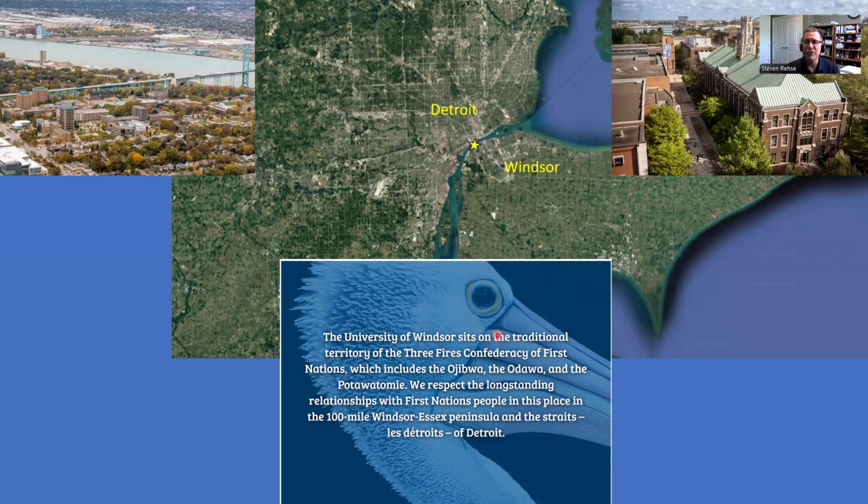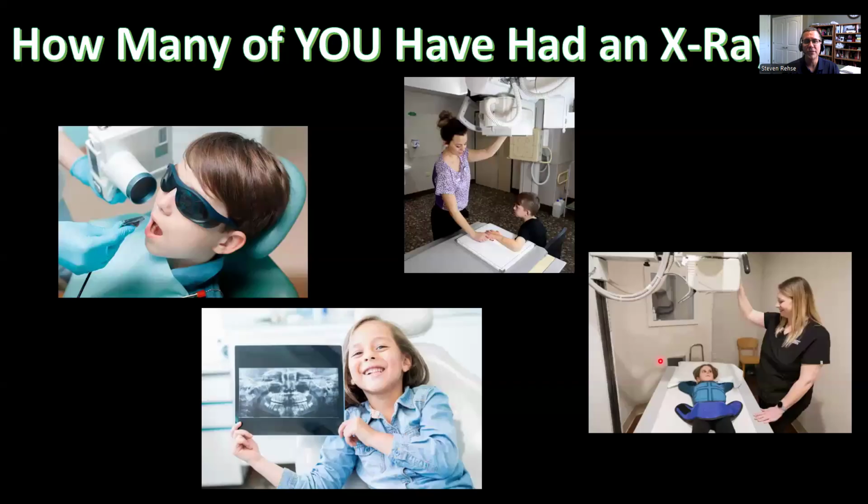And the University of Windsor actually sits on the traditional territory of the Three Fires Confederacy of the First Nations. This includes the Ojibwe, the Ottawa, and the Potawatomi. So we all respect the long-standing relationship with the First Nations people in this place in the 100-mile Windsor-Essex Peninsula and the Straits of Detroit. And you can see this beautiful Detroit River here that I'm talking about. So very happy to have you all with us today.